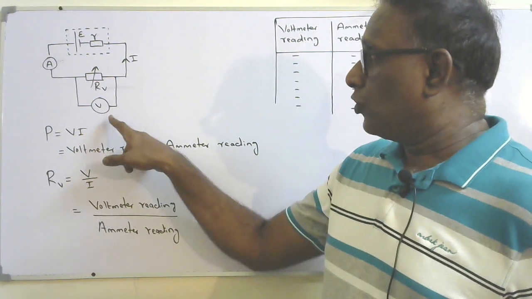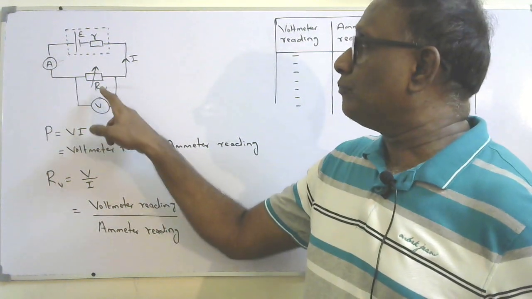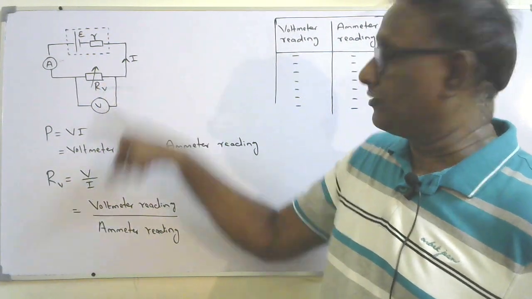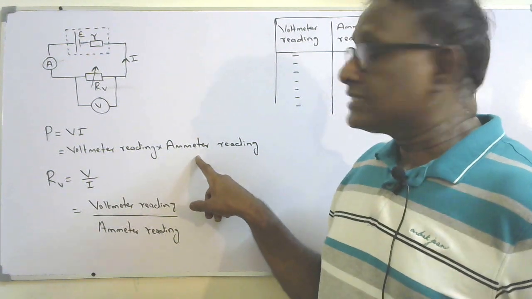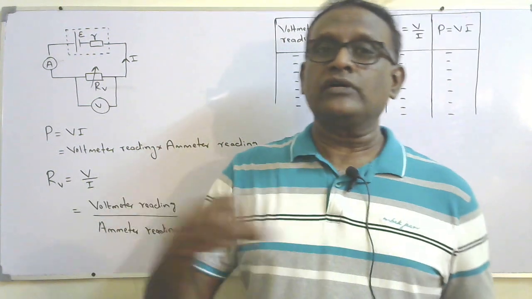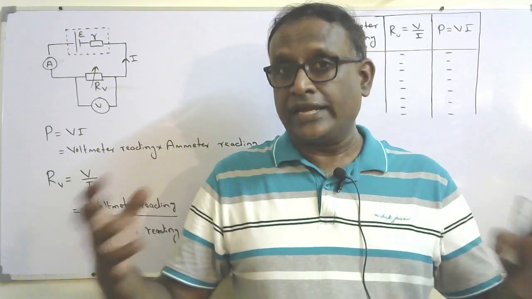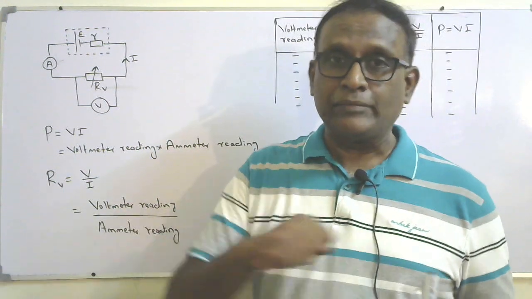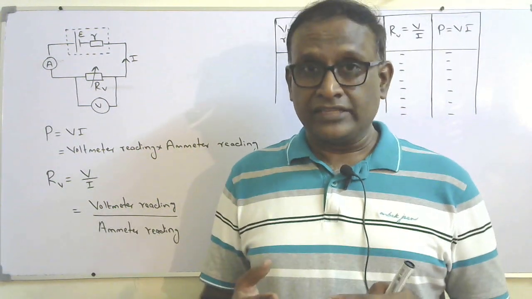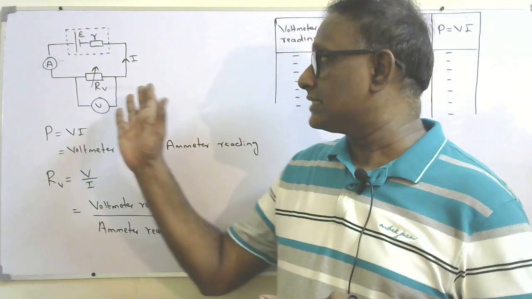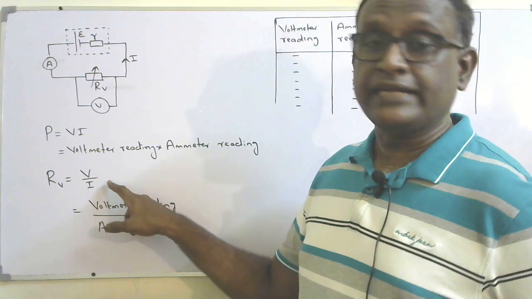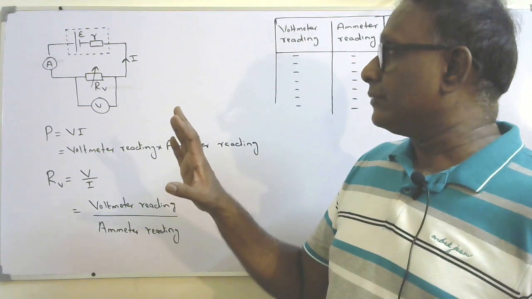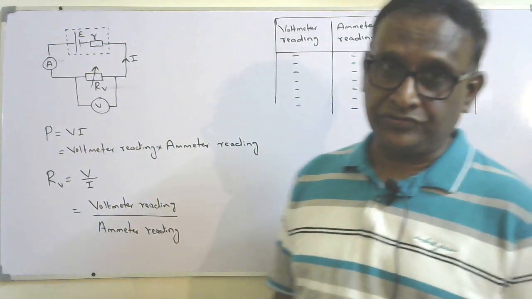So if I multiply the voltmeter reading by the ammeter reading, that will give the power transferred or power dissipated in the external component RV, voltmeter reading into ammeter reading. Same way, because I'm using a rheostat, I can't read the resistance directly, so I need to record it. I can find the resistance of the variable resistor, or the resistance of the external component in the circuit, by dividing the voltmeter reading by the ammeter reading, R equals V over I.